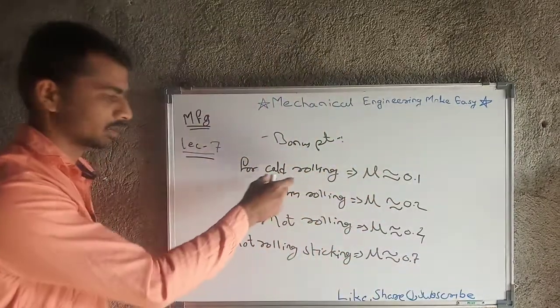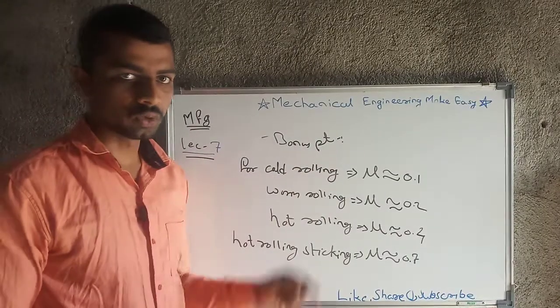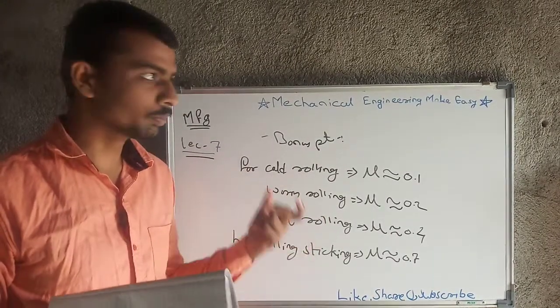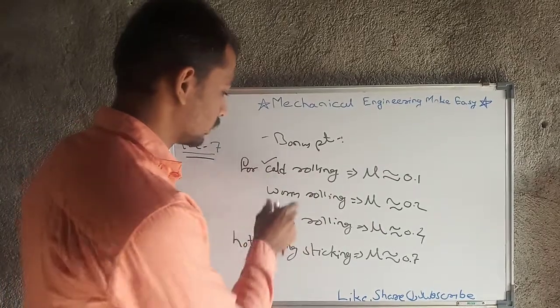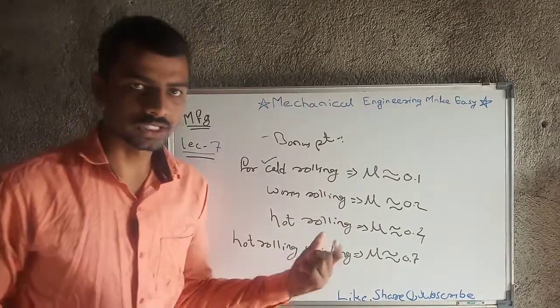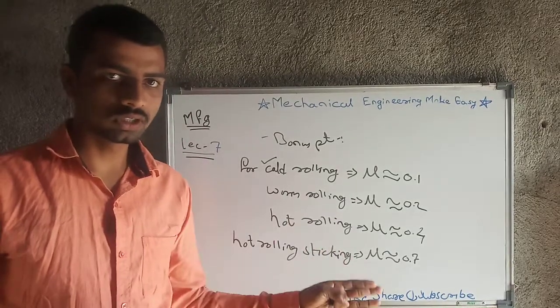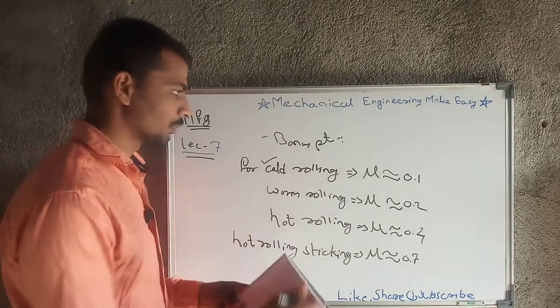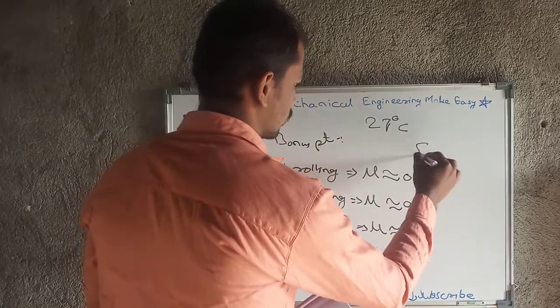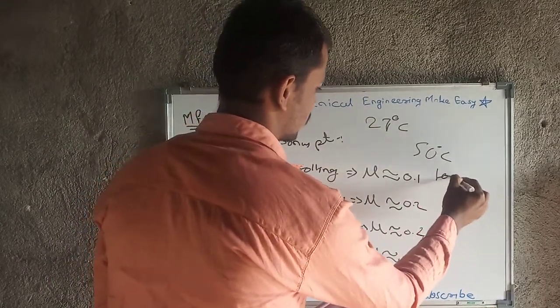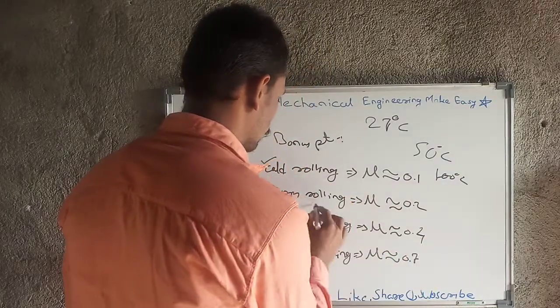So what is the case? Cold rolling means we are rolling the component at room temperature or below room temperature. Warm rolling means the temperature is increased above room temperature, for example if the room temperature is 27 degrees Celsius, we are rolling at 50 degrees Celsius or 100 degrees Celsius. This is called warm rolling.